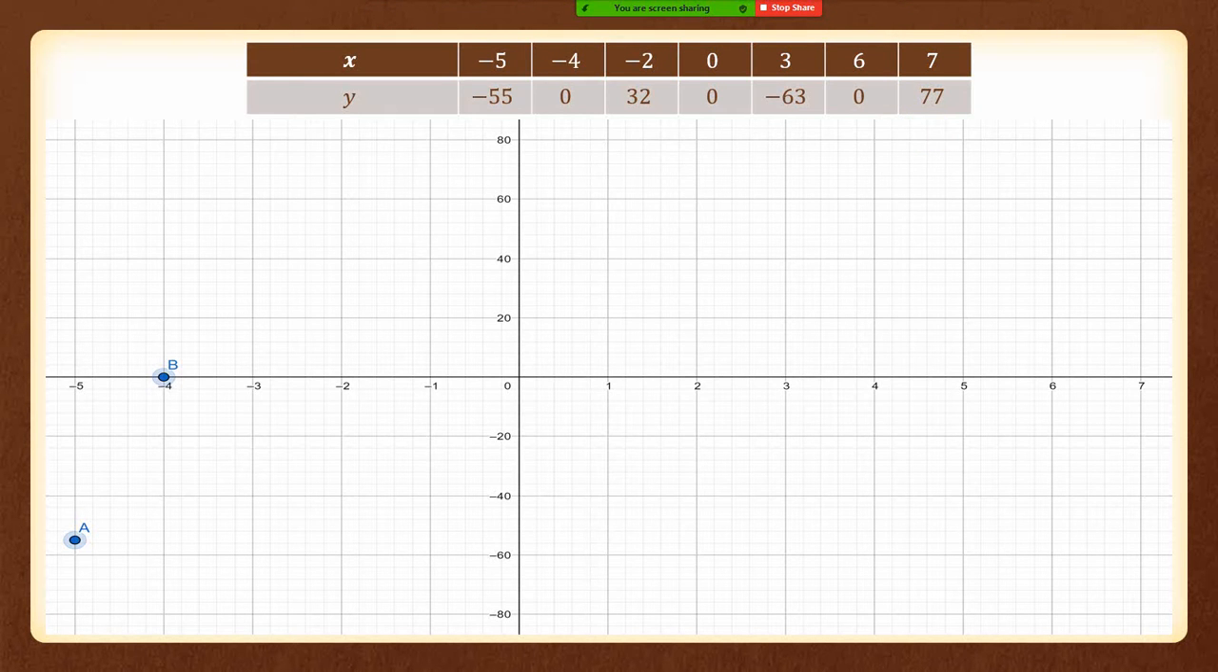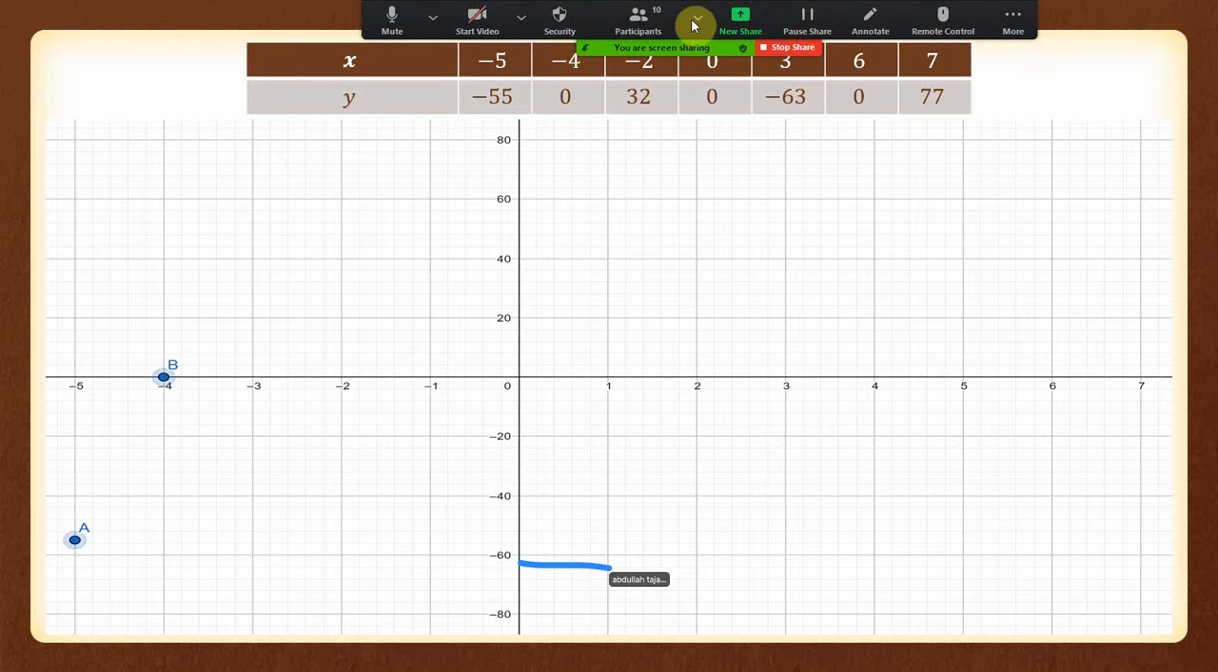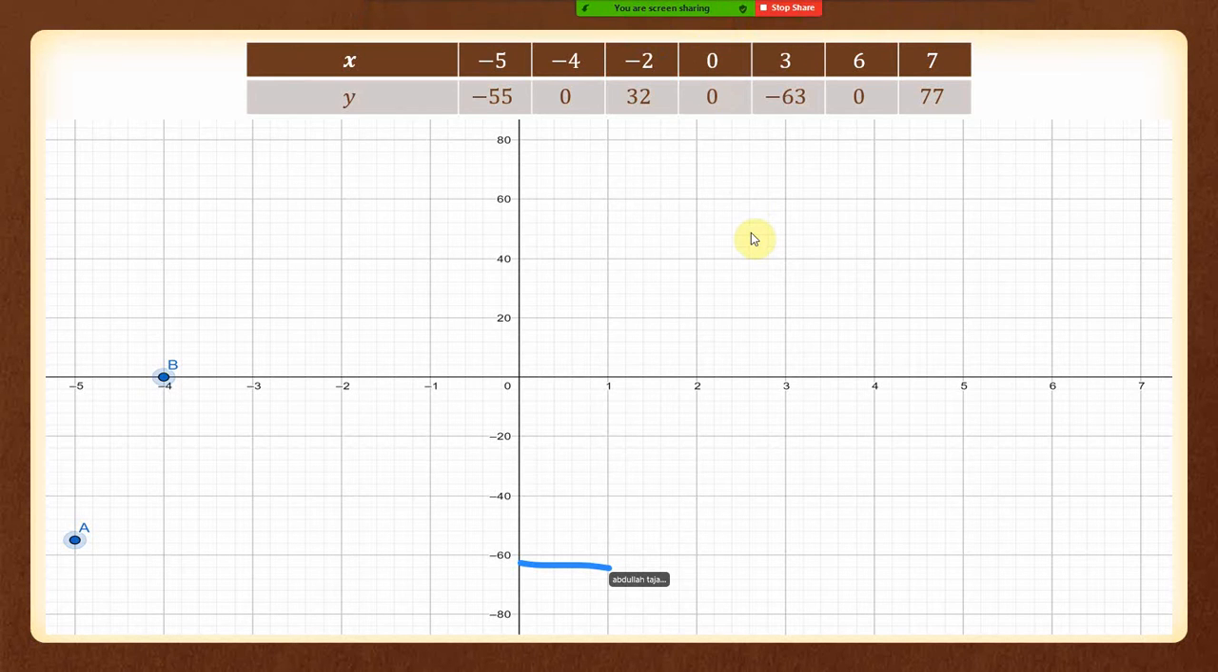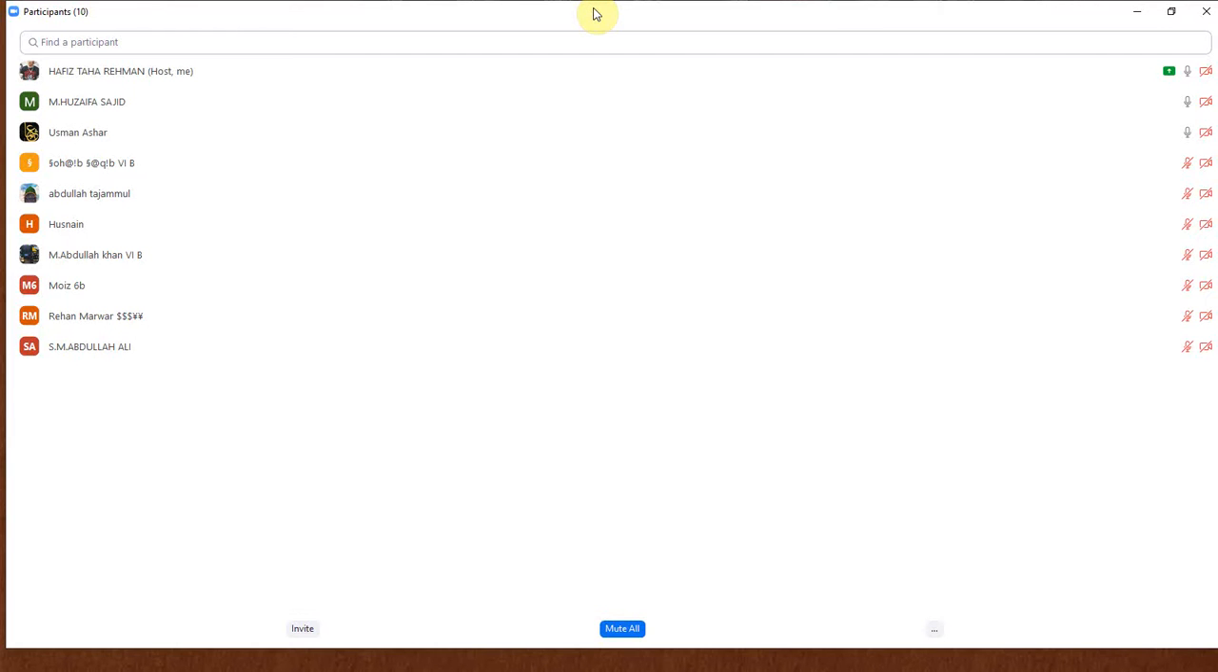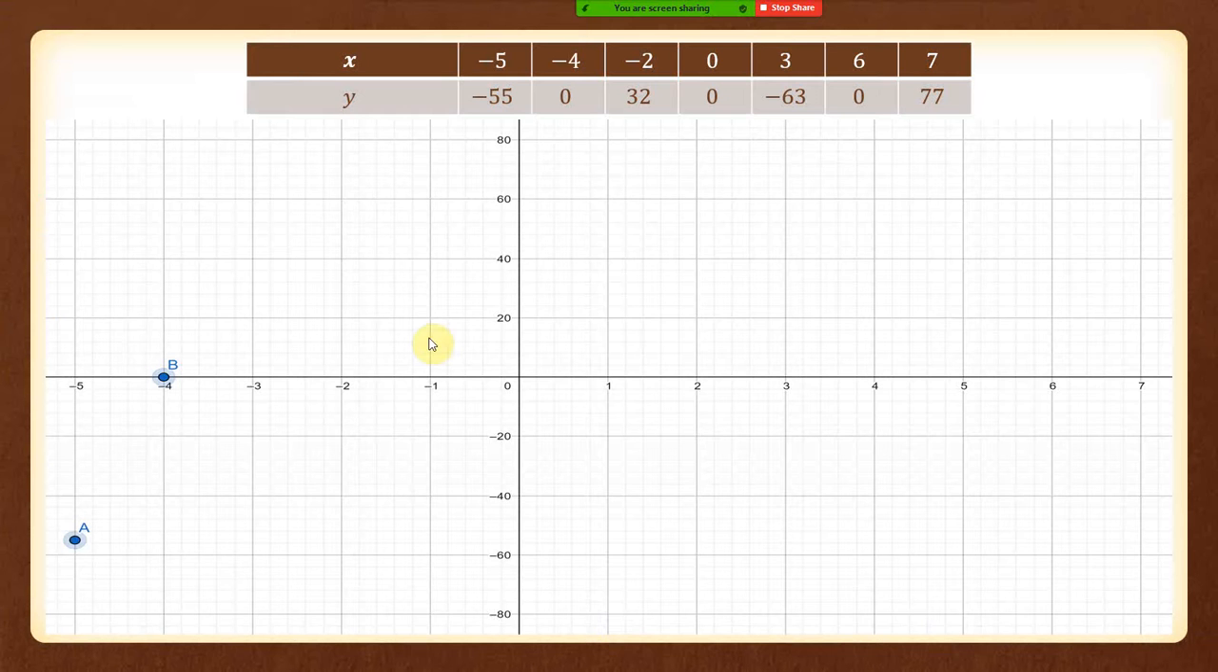Sir, we don't have control. You can annotate yourself, my friend. Abdullah, don't mark until I ask you to do so. Don't annotate. Okay, Hasnan, are you there? Yes, sir. Now you have to plot minus 2 comma 32.